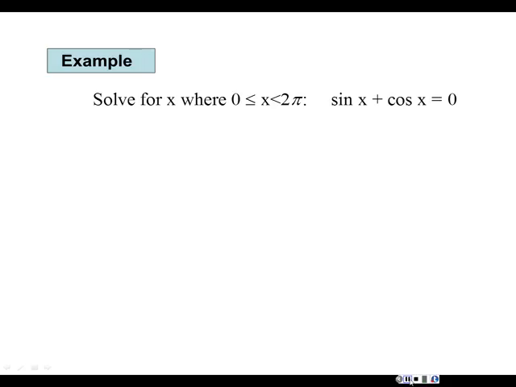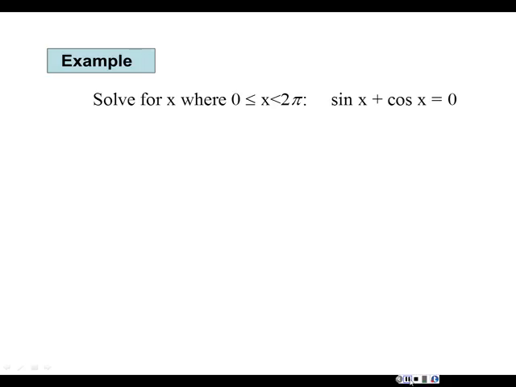You just want to have one trigonometric function in one equation. If you have more, try to make it one. Apply all the trigonometric identities or whatever you want. So here at this point, you can just divide both sides by cosine x.